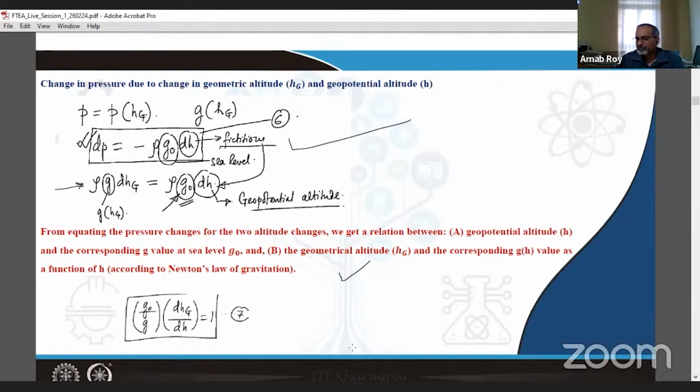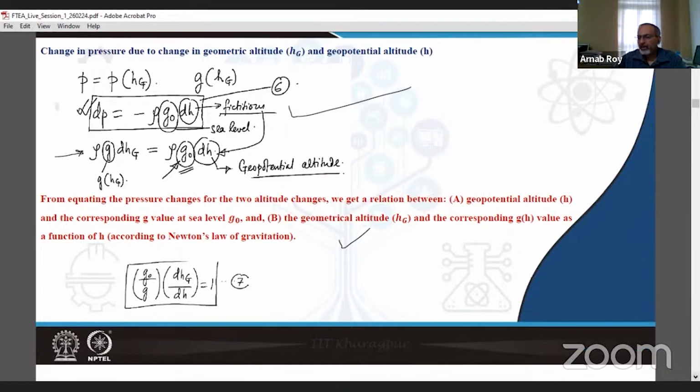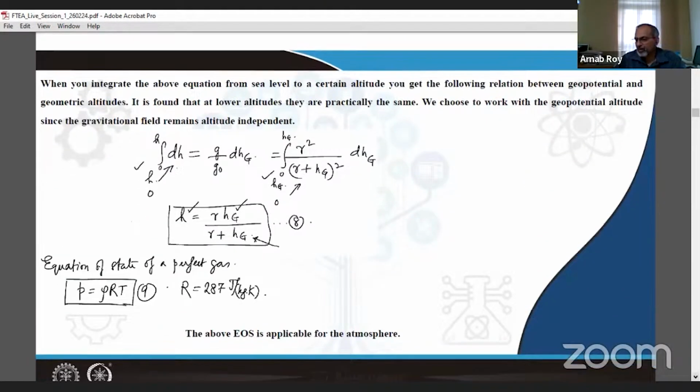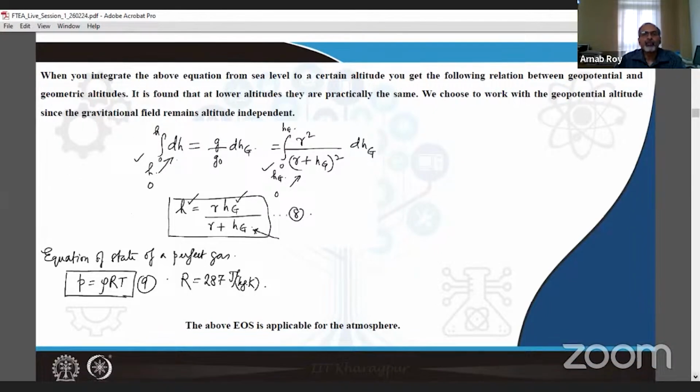I guess by now, many of you may have actually solved some of these things, but I guess it may still be useful to do a recap of the fundamentals. So when you integrate the above equation from sea level to a certain altitude, you get the relation between Hg and H.